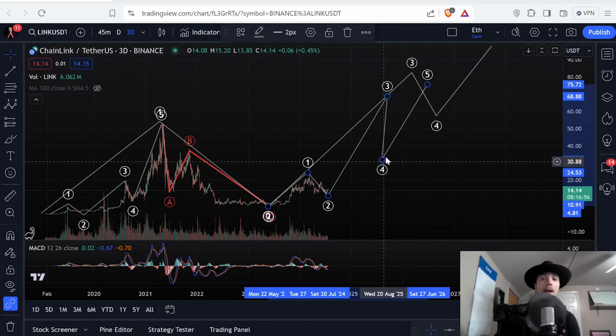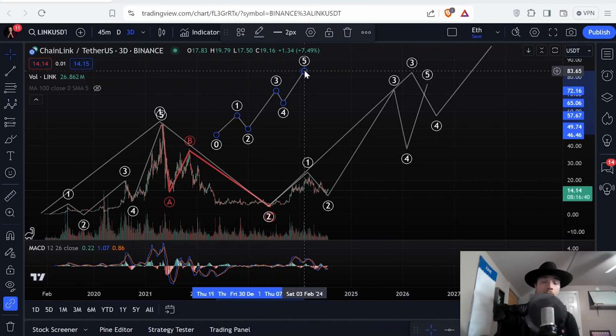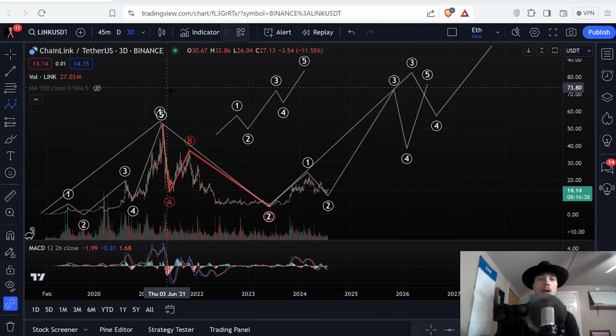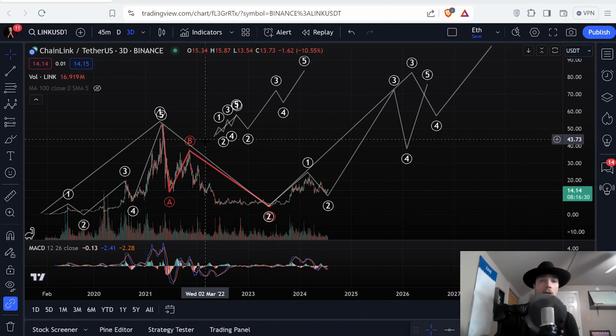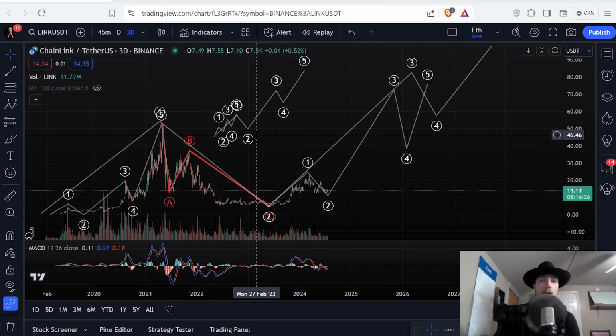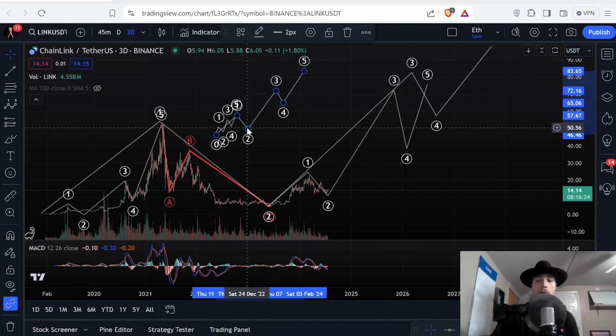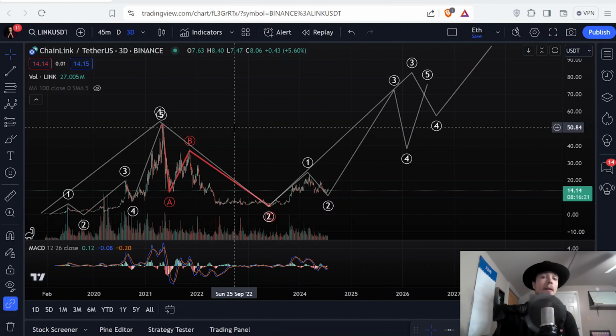There's always waves inside of waves. So whenever you get an impulse wave, wave 1, wave 2, wave 3, wave 4, wave 5, there's always little baby Elliott waves that happen inside. Wave 1, wave 2, wave 3, wave 4, wave 5. There's always Elliott waves inside of Elliott waves. And so those are called subwaves. Those little Elliott waves that happen inside of Elliott waves.